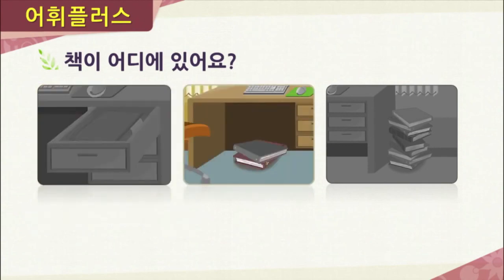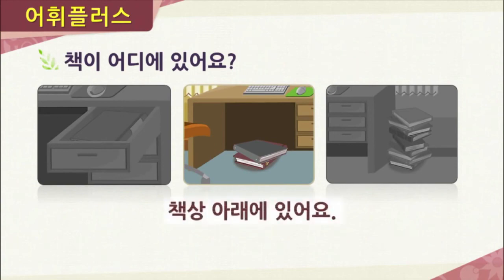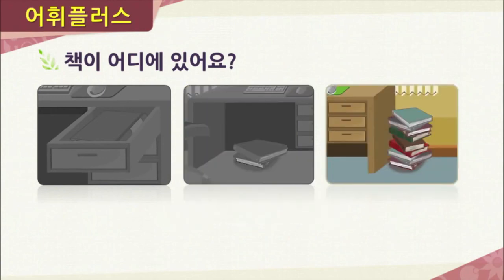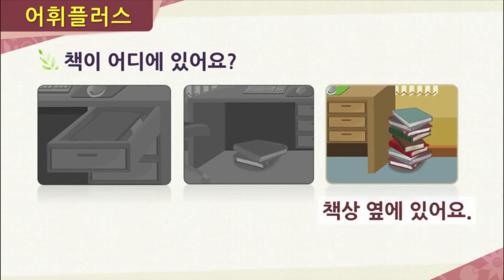Now, if we move on to the next question, the question again here is 책이 어디에 있어요? This time, as you can see, the books are under the desk. So, how would we respond? We would say 책상 아래에 있어요. Good. And finally, in the last picture, you can see that the stack of books here are next to the desk. So, how would we say that it's next to the desk? We would say 책상 옆에 있어요.